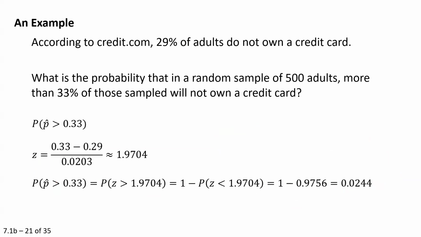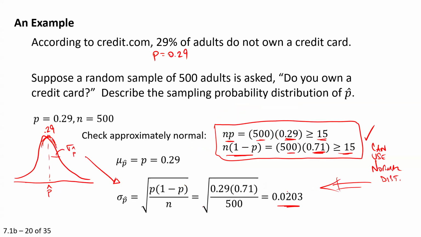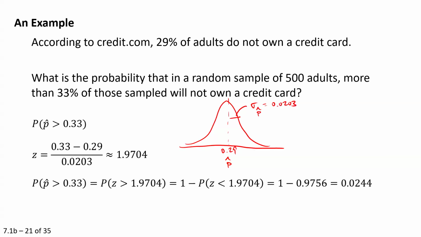What's the probability that in a random sample of 500 adults, more than 33% of those sampled will not own a credit card? Remember, if we take a look at our distribution again, p hat is centered around 0.29, and we calculated the standard error as 0.0203. That was the previous slide. We got this value from our formula.